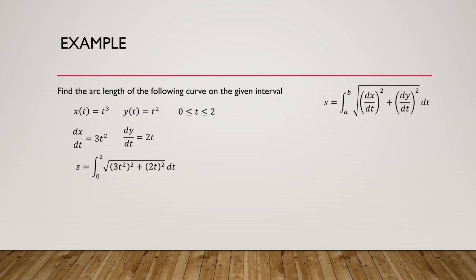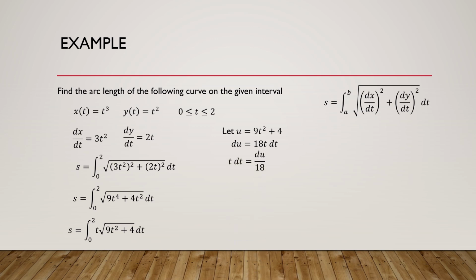Simplify the expression under the radical to be 9t to the fourth plus 4t squared. t squared may be factored out from the binomial and moved outside the radical as t. Next, we use substitution to solve the integral. Let u equal 9t squared plus 4. du then equals 18t dt, which makes t dt equal to du over 18.